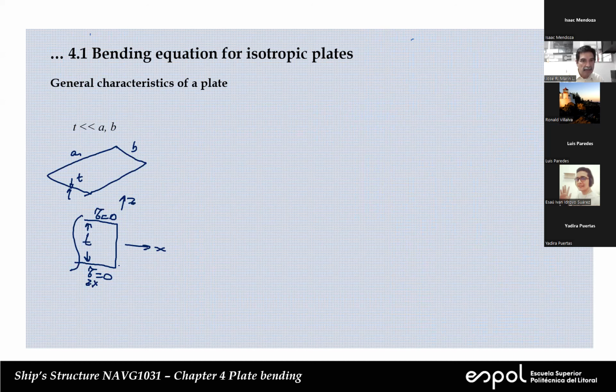Now here, this is tau XZ, yes. And it is 0 because the other is 0. So these two are equal, 0. Similarly here.